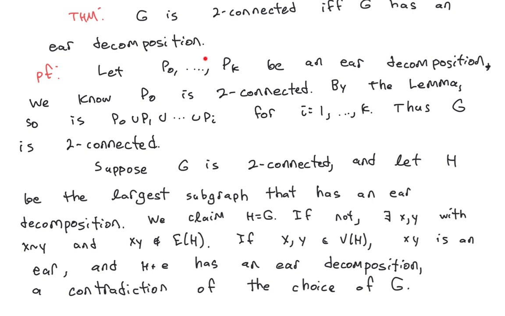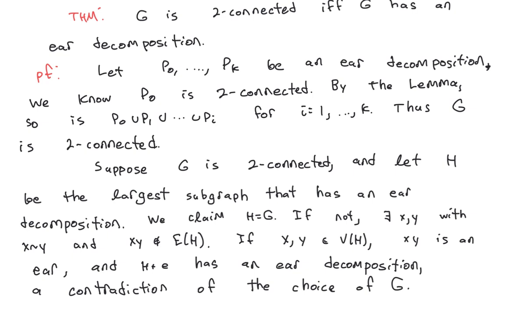First, we're going to suppose we have an ear decomposition. Then we know P0 is two connected because it's a cycle. So then we could apply induction on the number of ears. In the inductive hypothesis, we're already assuming P0 union P1 up to Pi is two connected. Then by the previous lemma, if you look at P0 through Pi plus 1, you remove Pi plus 1, the result is two connected. And so by the lemma, the union once you add Pi plus 1 is also two connected. And thus, G must be two connected. In other words, when you keep gluing ears onto a two connected graph, the result is two connected.